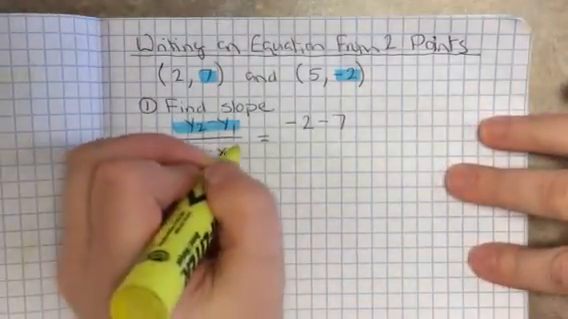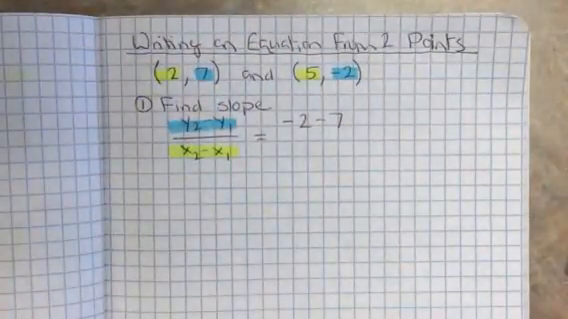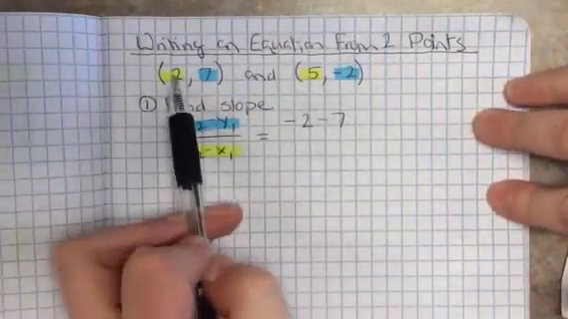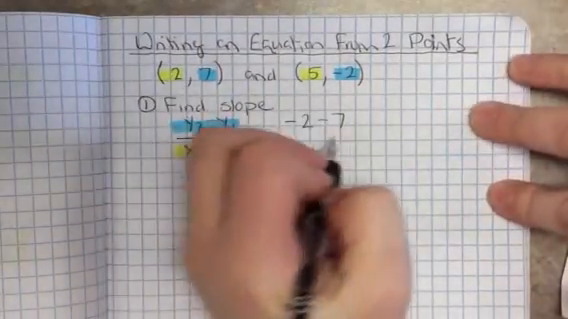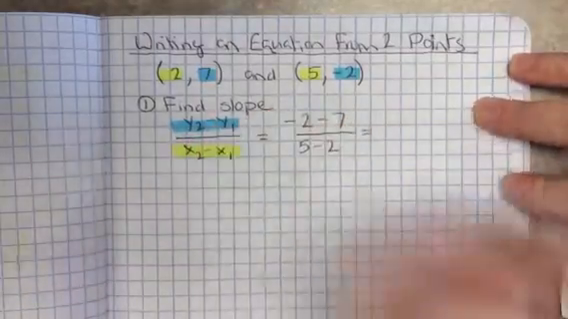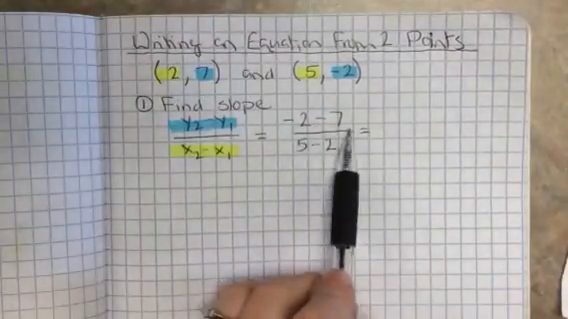And now I've got to do the same thing with the x's. Subtracting the x is going to tell me the number of hops. So 5 minus 2. Now we can actually do the math. We've got it all set up. What is -2 minus 7?